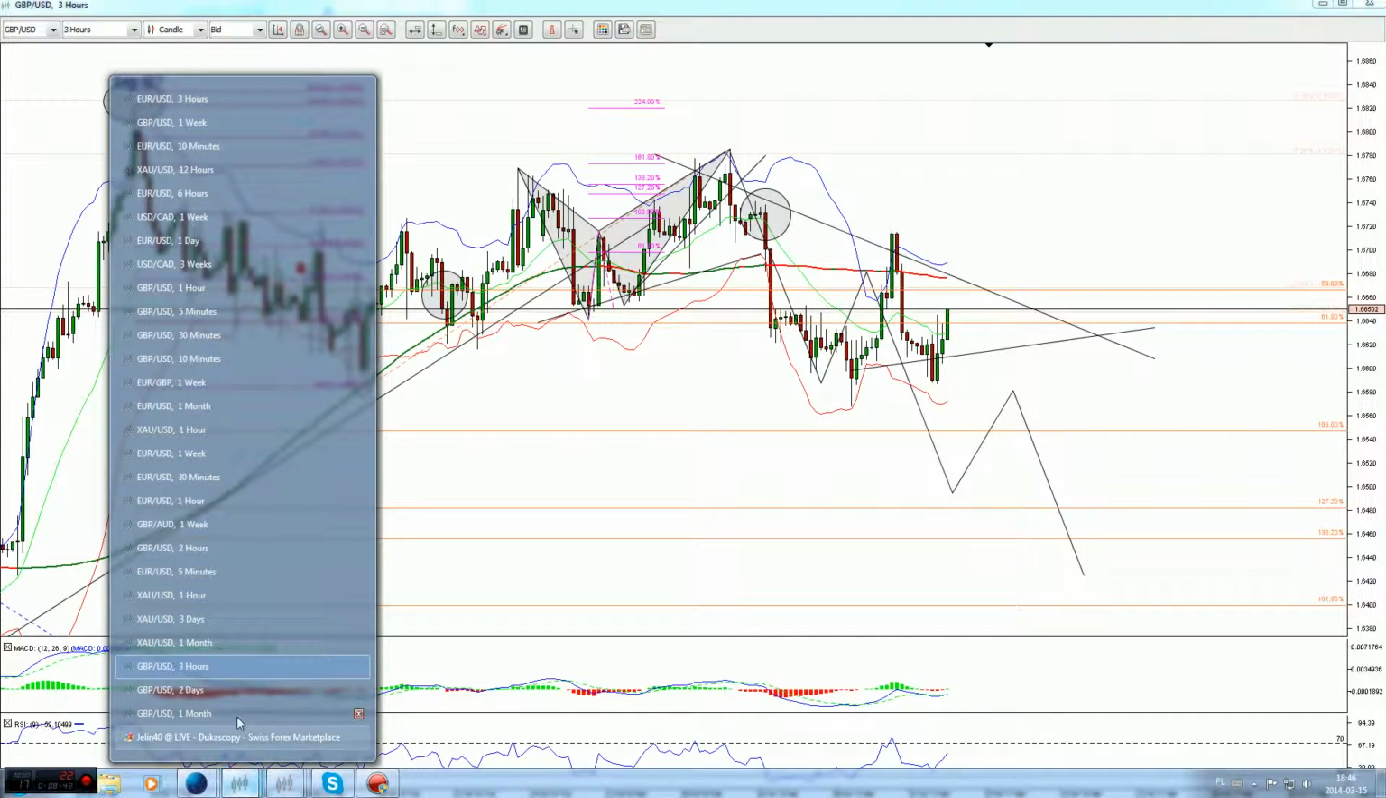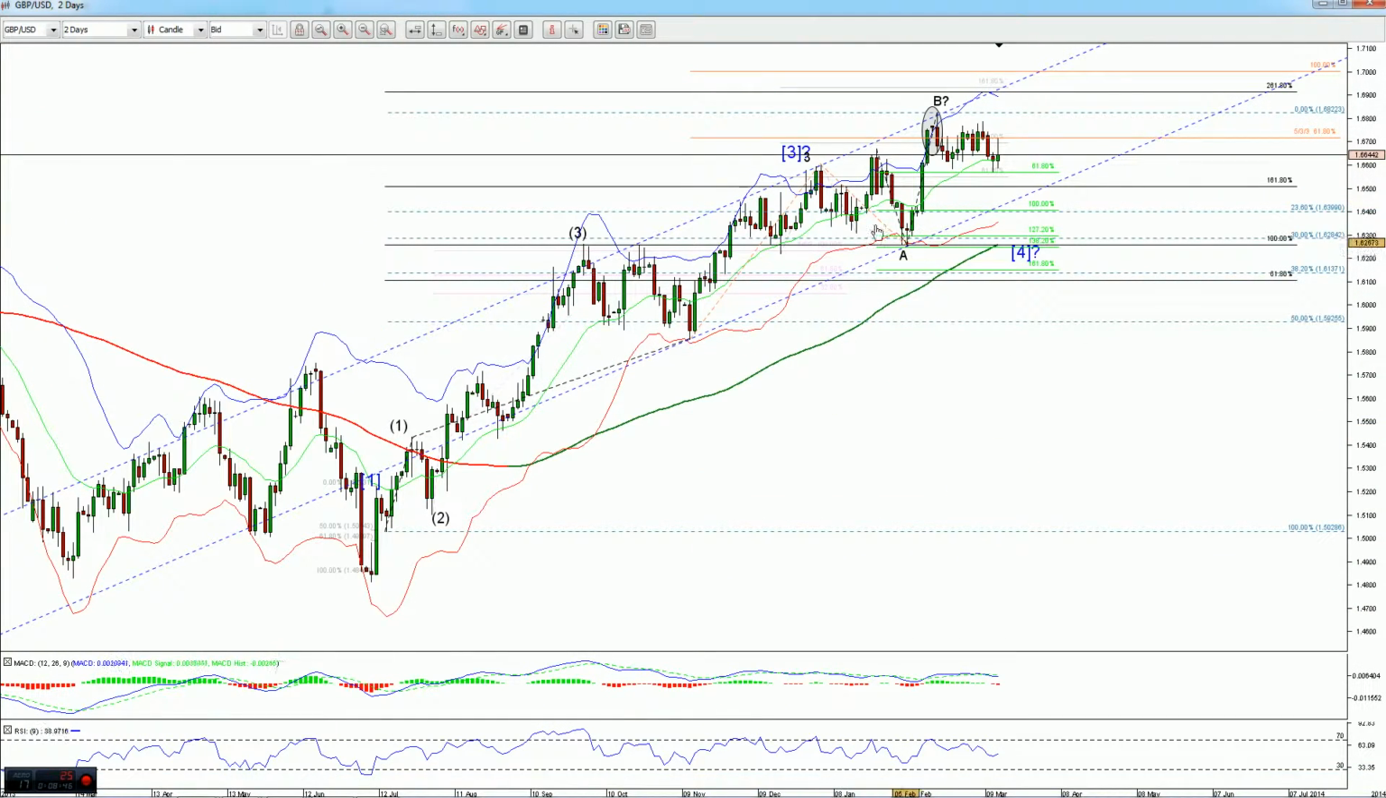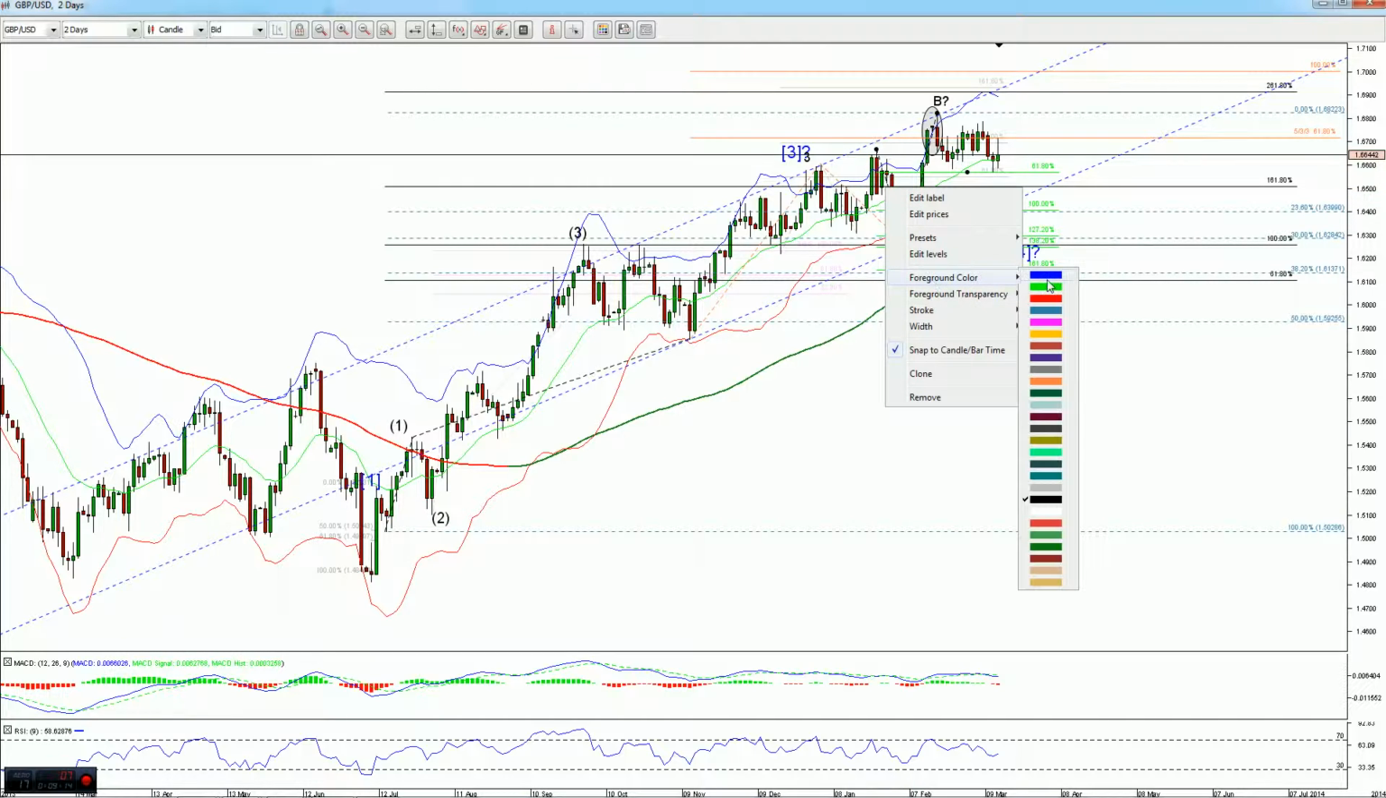Let's check the 2 days chart just to make sure everyone understands it. This is an A, big A, a big B, and I'm expecting a big C to complete on this market. And most probably we'll meet with this moving average 100. Those are the typical levels for the C wave. And I guess I have already plotted it. Yeah, this is the ABC correction.